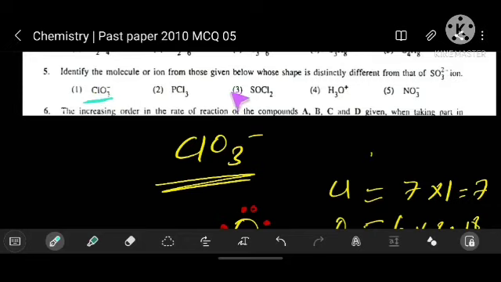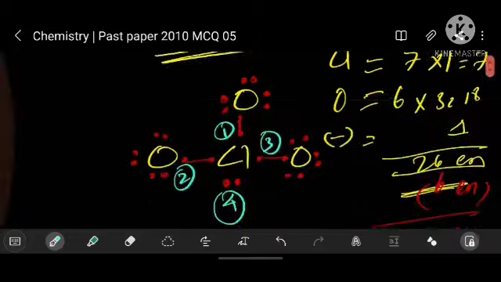The question is about whose shape is distinctly different from that of SO3 2-. So we have to identify the distinct one, the different one. This one is similar. Let's check for PCl3.